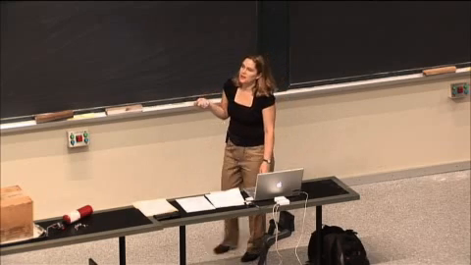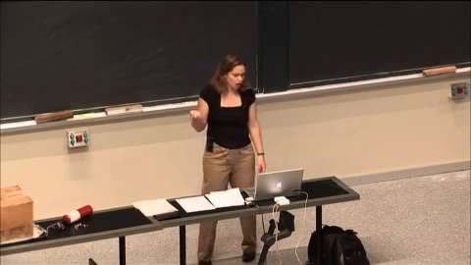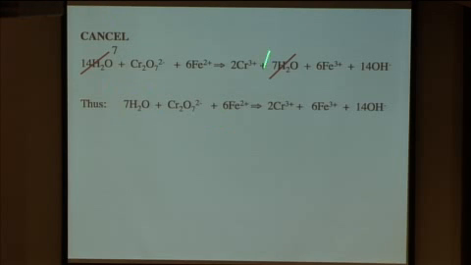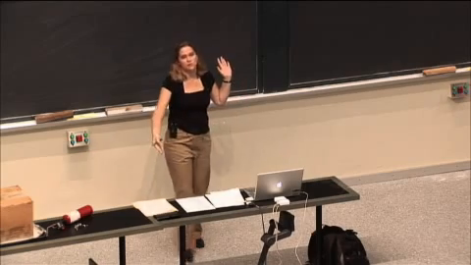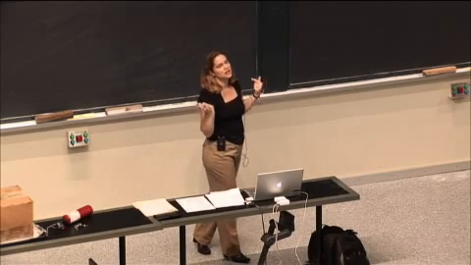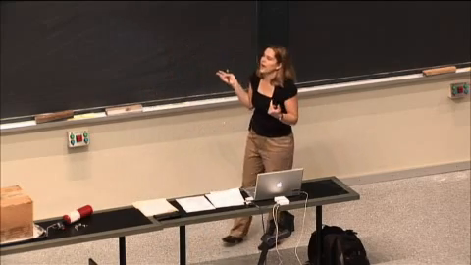And now we should be able to cancel out some of those waters. So we had 14 over here, 7 over here, so we can just have 7 on this side. And now we have an equation that looks like it's in basic solution. So instead of having H+, which you would have in acid, you have hydroxide for basic solution. So you can follow the same rules. Again, some books do it differently. I think this is the simplest way to do it, the least likely to make those kind of adding and subtracting errors.